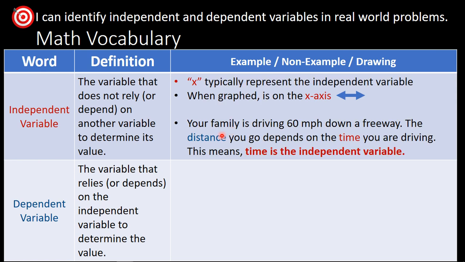So for independent variables, x typically represents the independent variable. And when it's graphed, it's on the x-axis. So on that horizontal line, that's where you're going to graph the independent variable. An example of this would be if your family's driving 60 miles per hour down a freeway, the distance you go depends on the time you are traveling. So this means the time is the independent variable because the distance relies on the time.